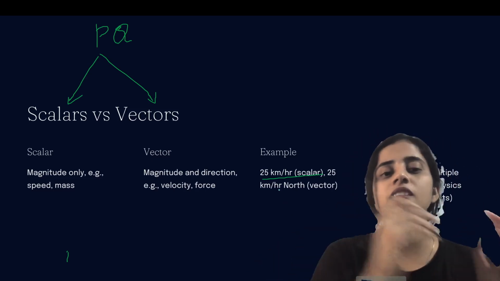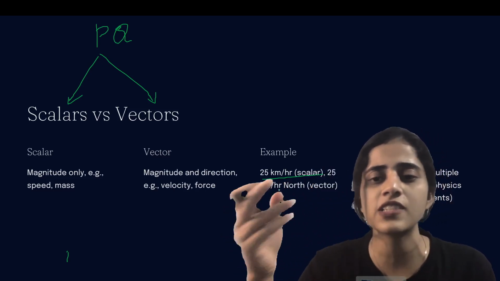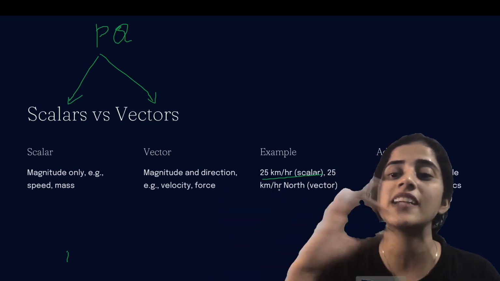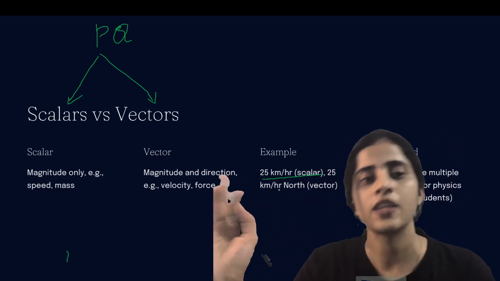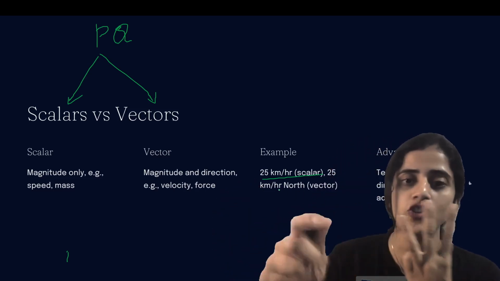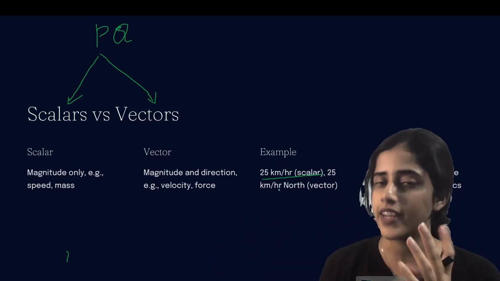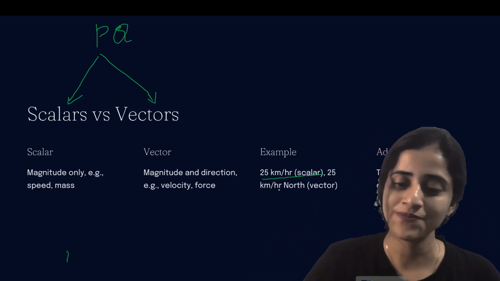Okay. Now, other than scalars and vectors, there's also one more kind of quantity which is a little advanced. It's called a tensor. Tensors are quantities that have multiple directions. That at this level, you don't have to learn. Okay. So, scalars, vectors and tensors. Scalars, only magnitude, no direction. Vectors, magnitude and direction. Tensors, multiple directions. Okay. Good. Shall we move on?